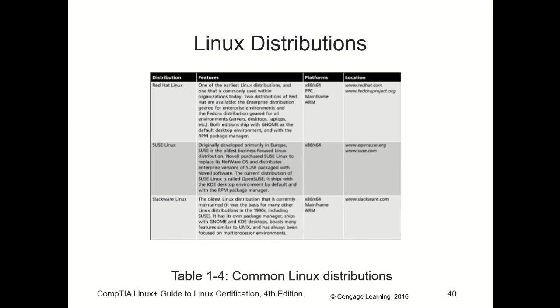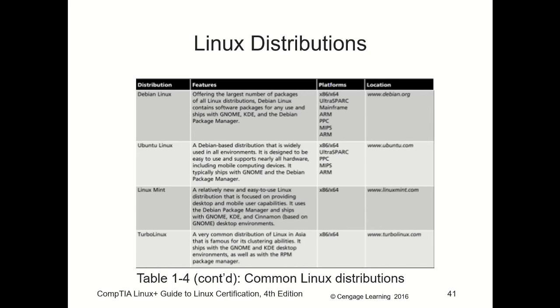So you have different Linux distributions. Some examples are there, like Red Hat Linux. You can see the platforms and also the location, the URLs. You have the SUSE Linux, and you have Slackware Linux. Different distributions, different platforms, and different URLs are given. Now it continues, right? Debian Linux, Ubuntu, Linux Mint, Turbo Linux.